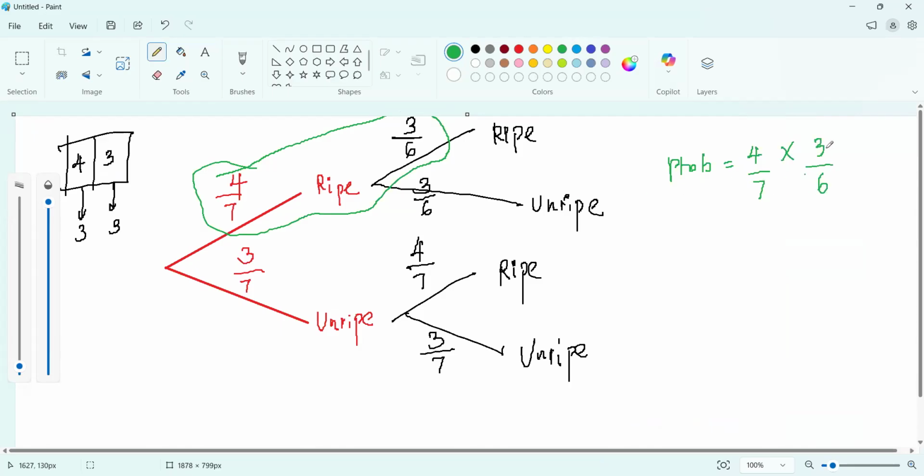Clear? Now if you want you can cancel 3. There are 2 here, 2 into 7, 14. Here 1 into 4, 4. And you can simplify again by dividing by 2, 2 over 7. What is the probability? It's 2 over 7. Clear? That's calling ripe and ripe. Take a note please. Can you write? Yes.